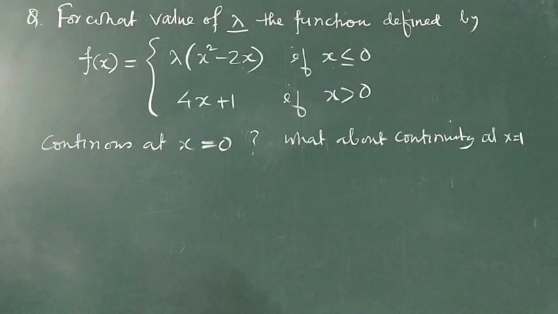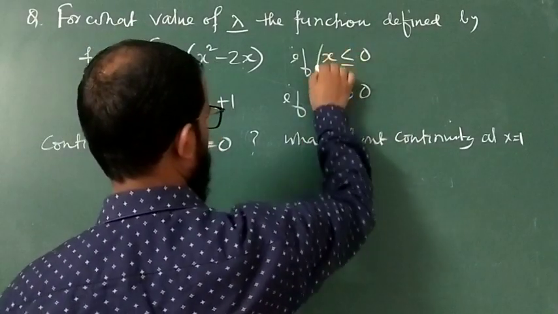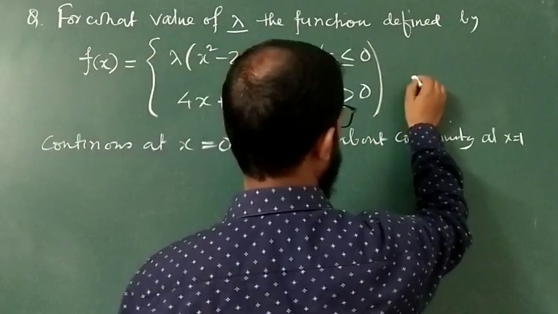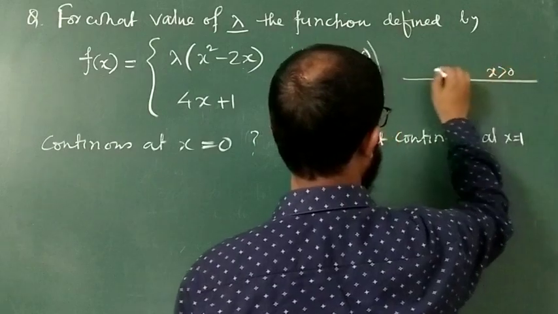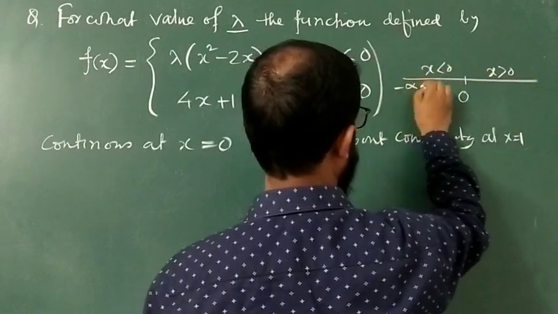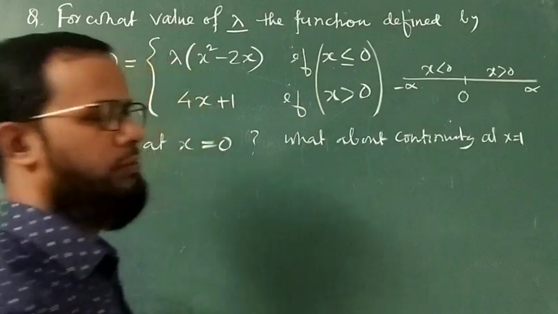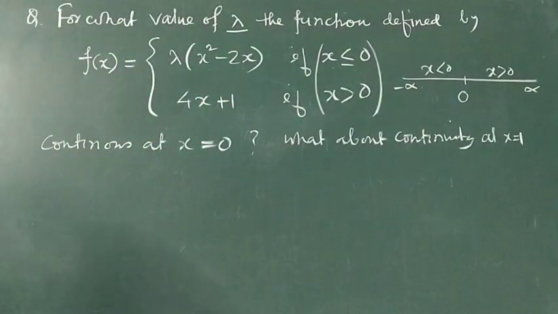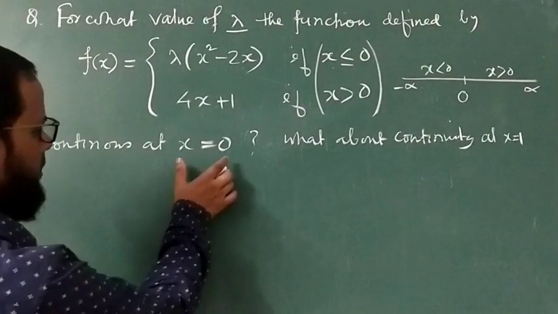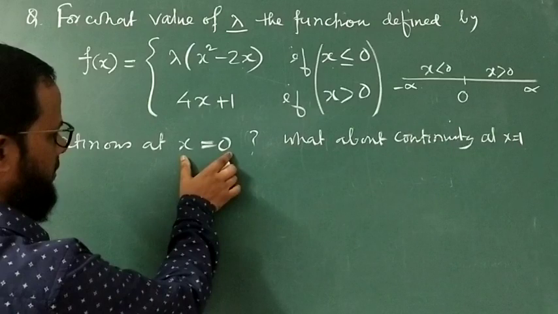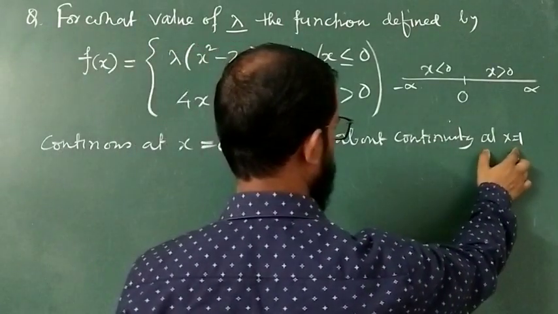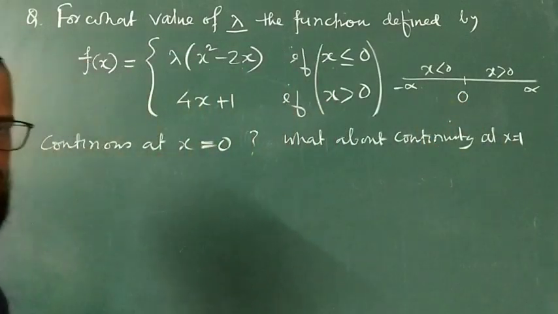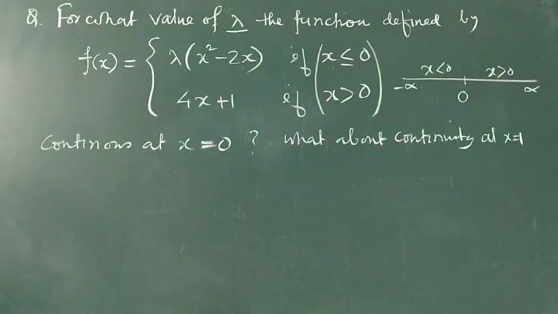You observe that this is your domain. The domain can be x less than 0, x equal to 0, and x greater than 0, so negative infinity to positive infinity. So your domain is the set of real numbers. Our job is to check the continuity. Suppose the function is continuous at x equal to 0, then what should be the value of lambda? And also if the function is continuous at x equal to 1, what is the value of lambda? Very interesting question. Okay, let us start.